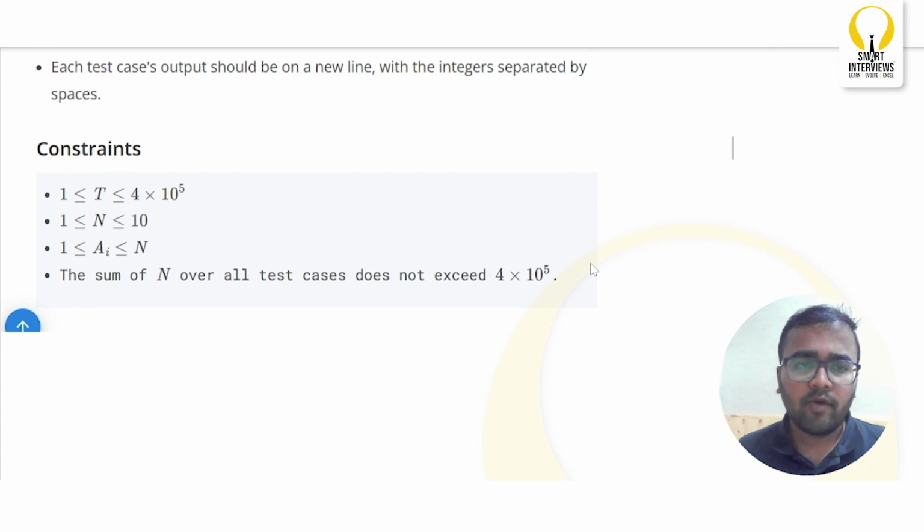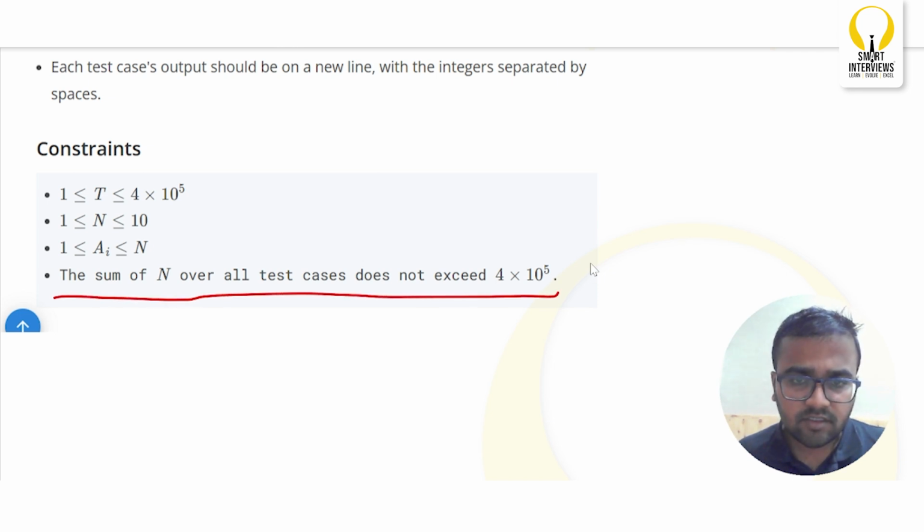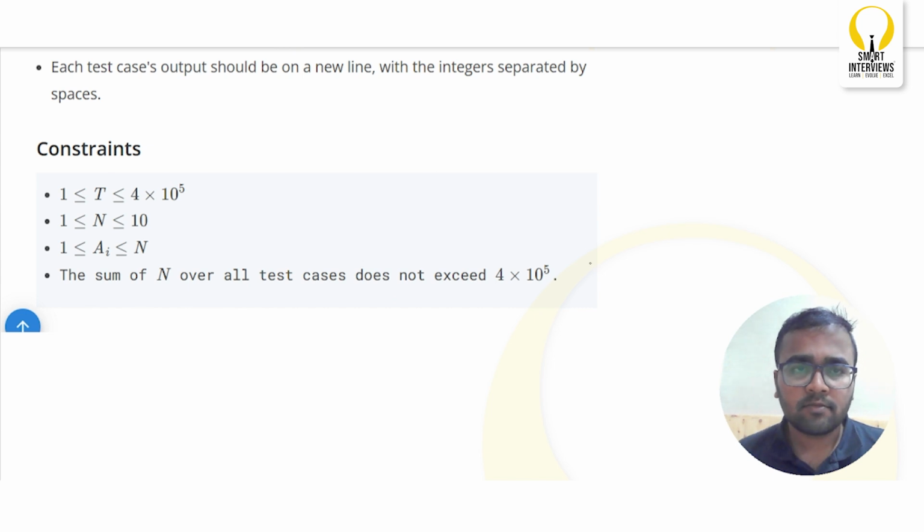If you observe the constraints, the value of t is ranging from 1 to 4 into 10 power 5. A of I is ranging from 1 to n, and the sum of n over all test cases doesn't exceed 4 into 10 power 5. So what does this mean?